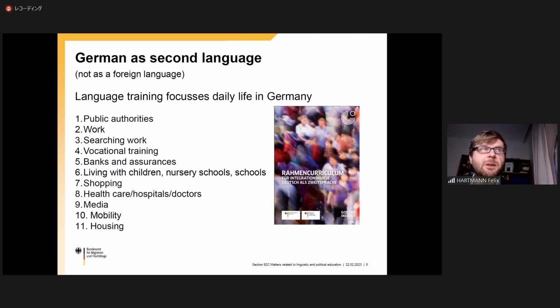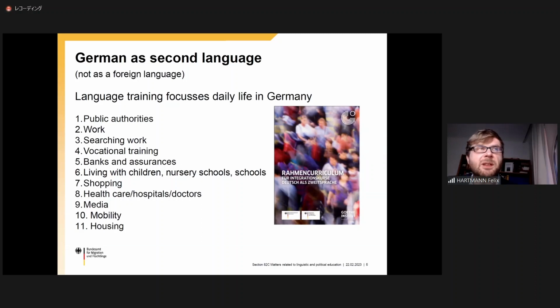You have public authorities. I think you can imagine when you go to a new country to live there, communicating with local authorities may be one of the first issues you have with the local language. Then we have work and searching for work, if you want to have a better job, maybe also vocational training, with banks and insurances. Then when you have children, we have the topic living with children: nursery schools and schools. So all matters related to children.